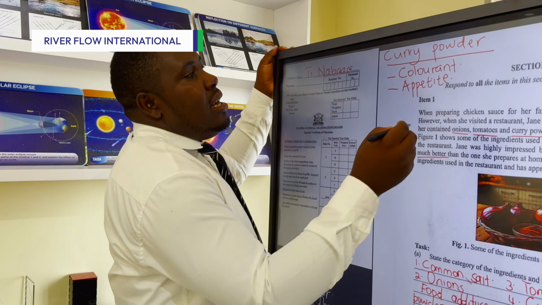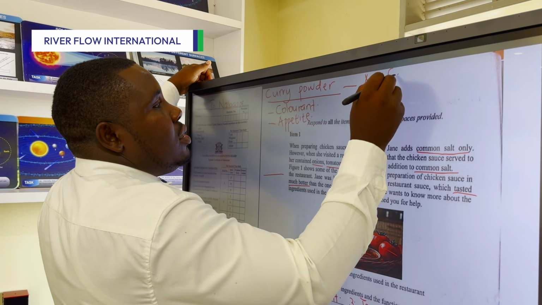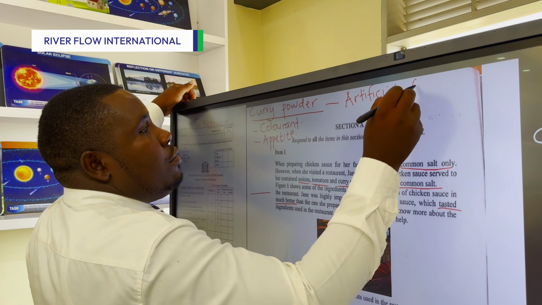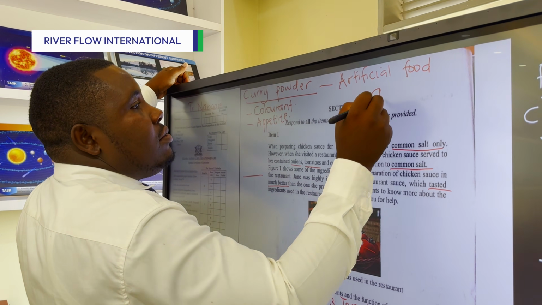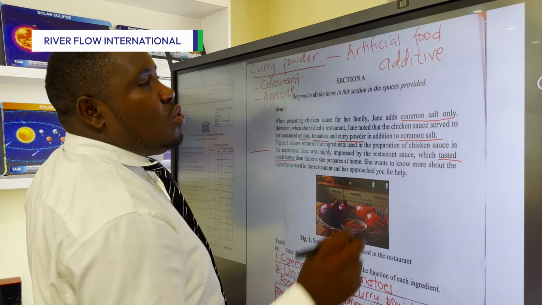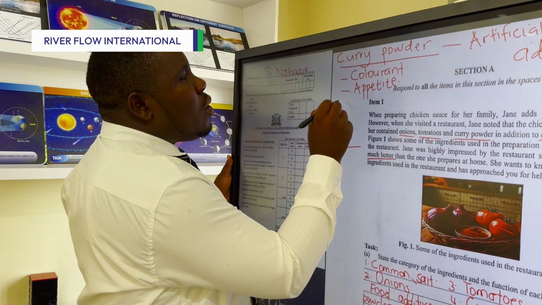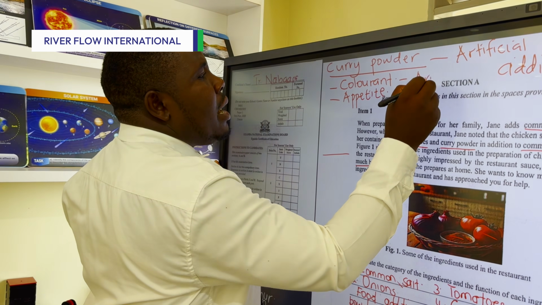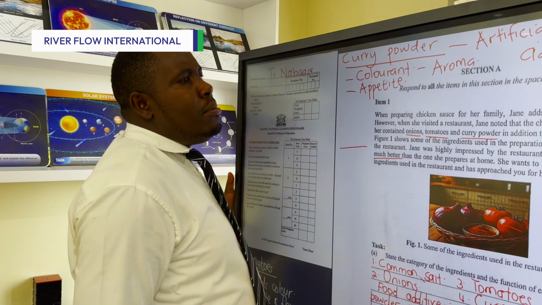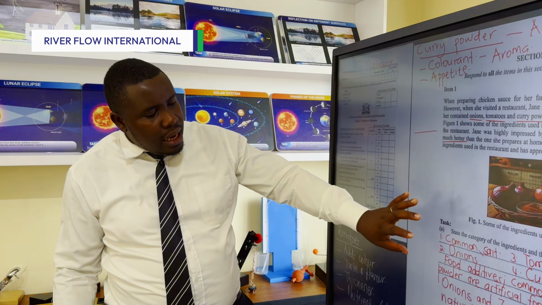But remember, this one is an artificial food additive. So do not forget that. Basically, it also adds some aroma. So that is how we can answer part A.